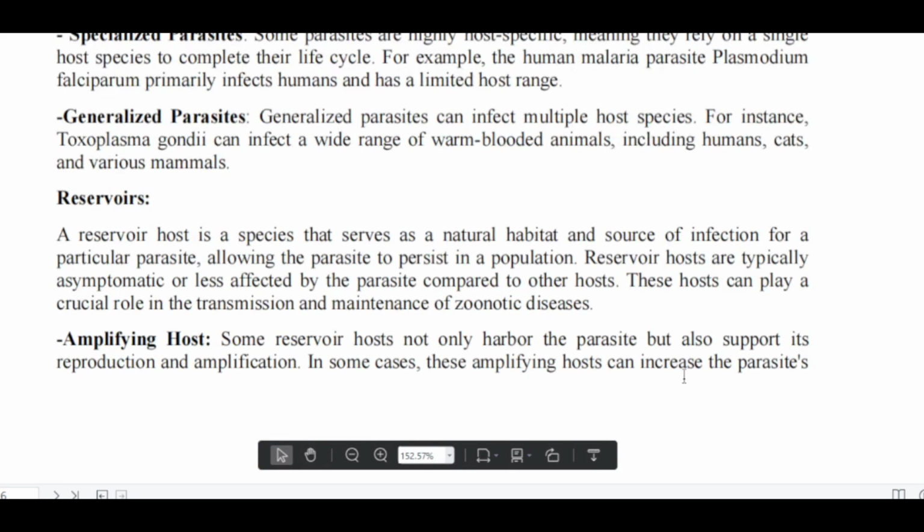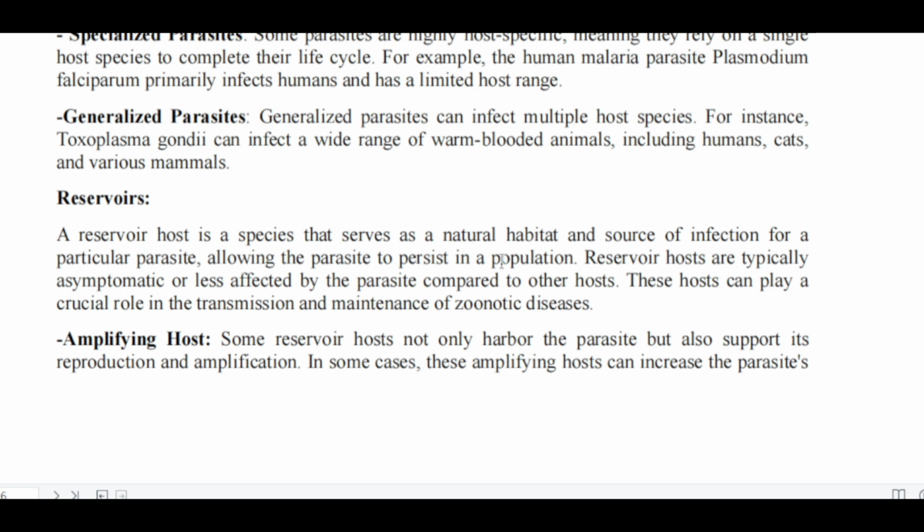Now, what is a reservoir? A reservoir host is a species that serves as a natural habitat and source of infection for a particular parasite, allowing the parasite to persist in a population. Reservoir hosts are typically asymptomatic or less affected by the parasite compared to other hosts. This host can play a crucial role in transmission and maintenance of zoonotic diseases.